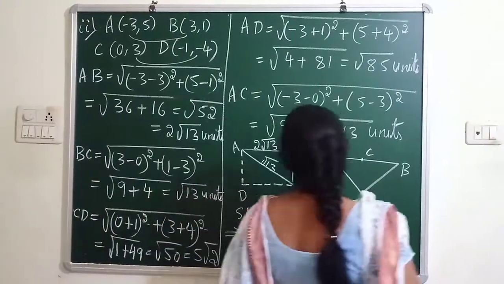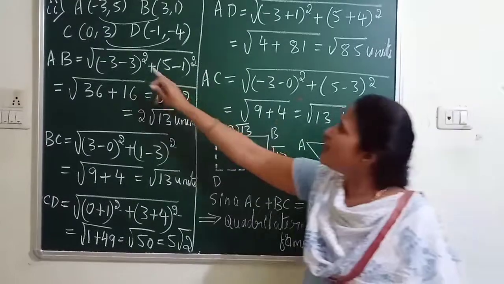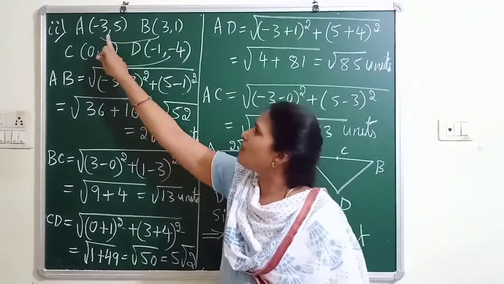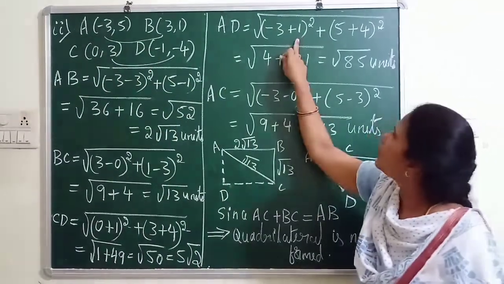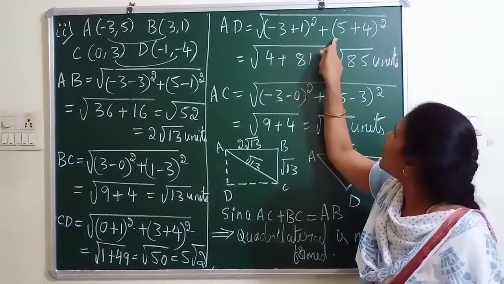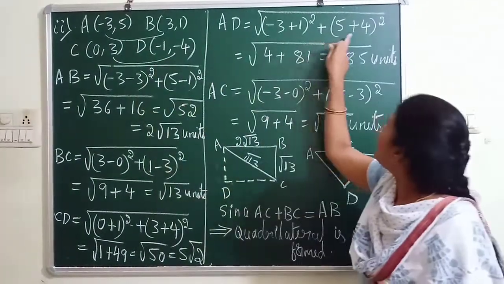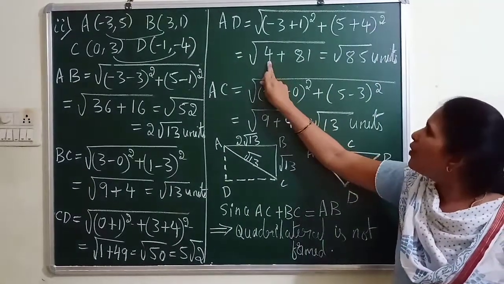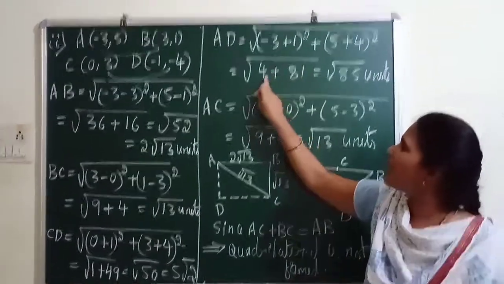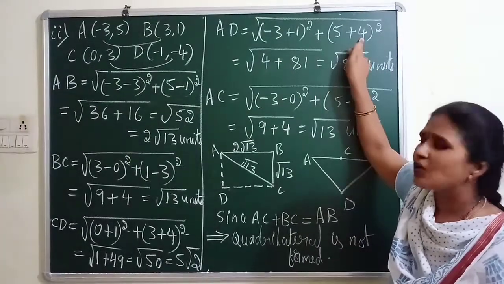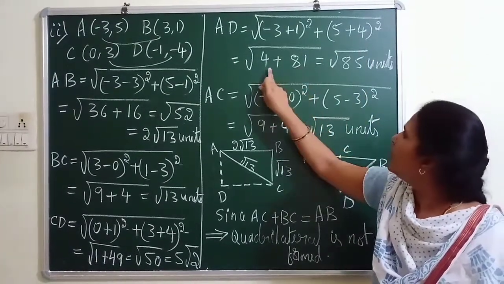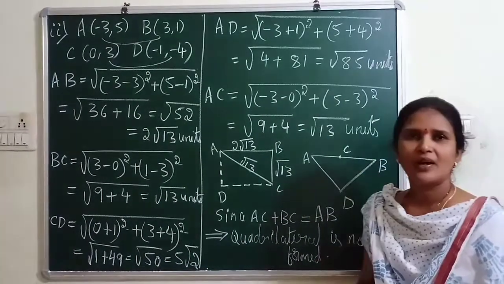The next length is AD. See the AD: minus 3 minus of minus 1 whole square, that is plus 1 whole square, plus 5 minus of minus 4 is plus, 5 plus 4 whole square. So you got minus 3 plus 1 is minus 2, square 4. 5 plus 4 is 9, square that is 81. 4 plus 81 is root 85 units.